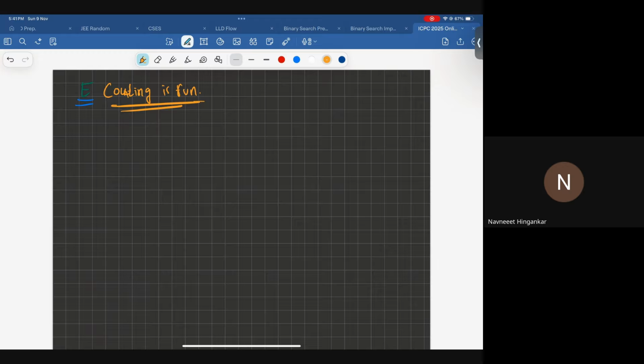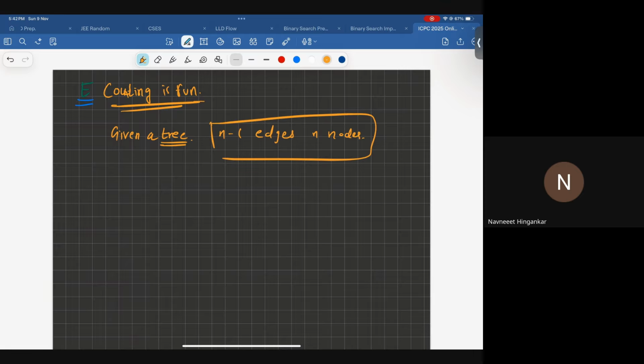Okay, so the task is you are given a tree, and obviously given a tree, it means that you have n minus 1 edges and n nodes, right? Although in this task, the tree structure has very little relevance in the thought process or in the outline of the solution. So the first thing you should do in such tasks is just imagine it as a linear tree.